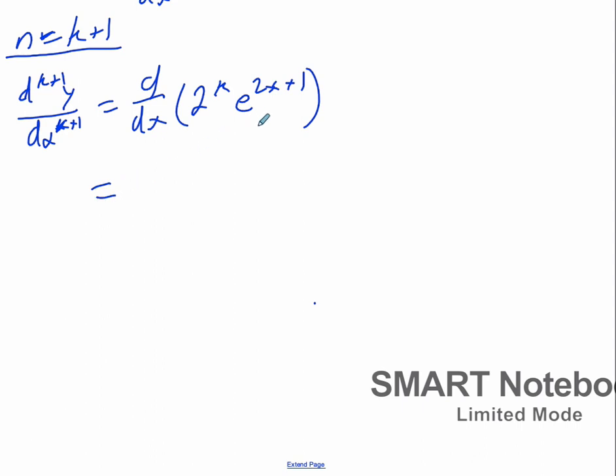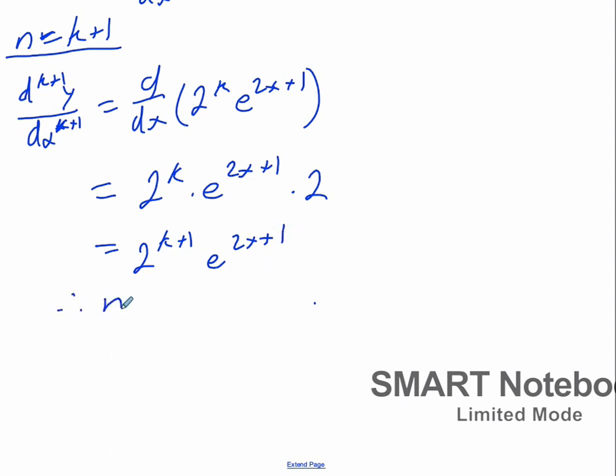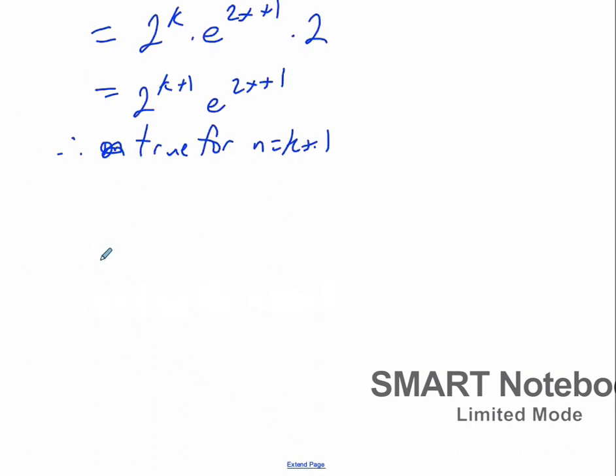So when I find that derivative, this is a constant, so it's differentiating with respect to x. When I differentiate, I get 2 to the k times e to the 2x plus 1 times 2 by chain rule. So that 2 times 2 to the k gives me 2 to the k plus 1, and it's e to 2x plus 1. So we're done with that step. Therefore it's true for n equals k plus 1. And then we can write our sentence at the end.